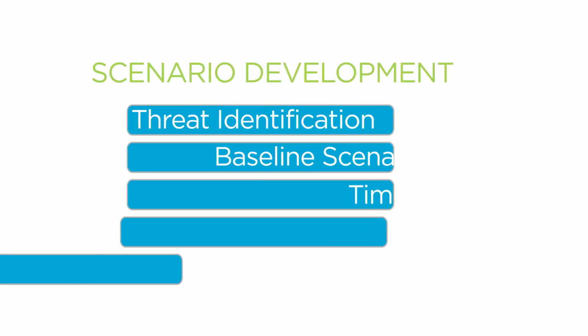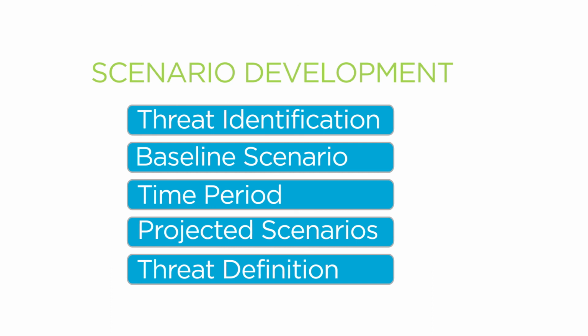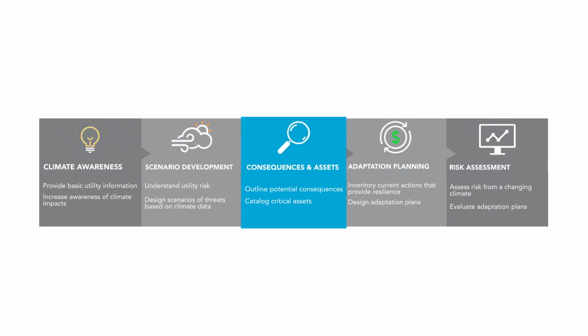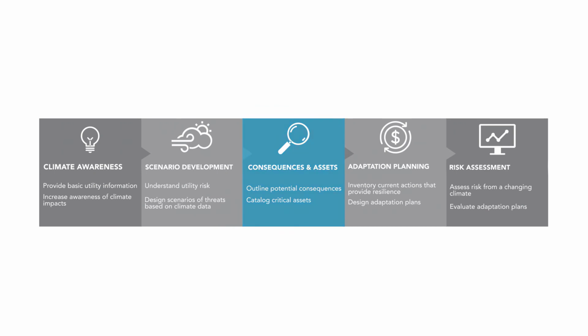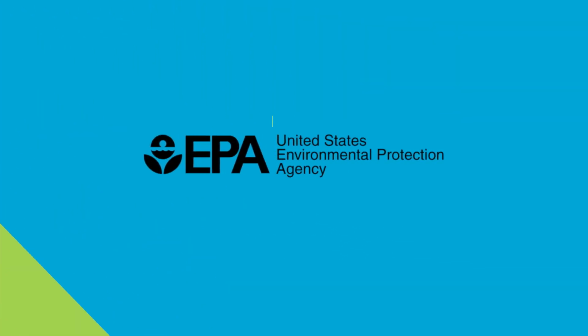When all 5 steps are finished, you can generate a report that lists your utility-specific scenarios and threats. Next, in the Consequences and Assets module, you will identify the types of losses you may experience at your utility if your threats occur, and critical assets you will address in your risk assessment. Plan, prepare, and build resilience to a changing climate with EPA's CREAT.